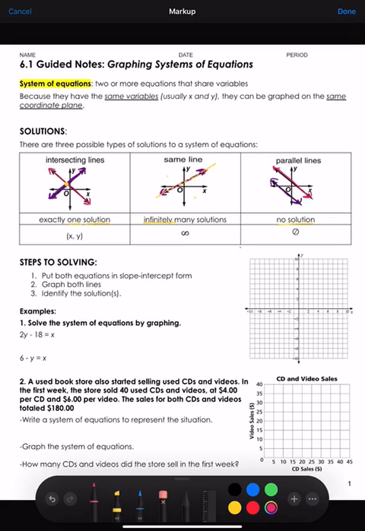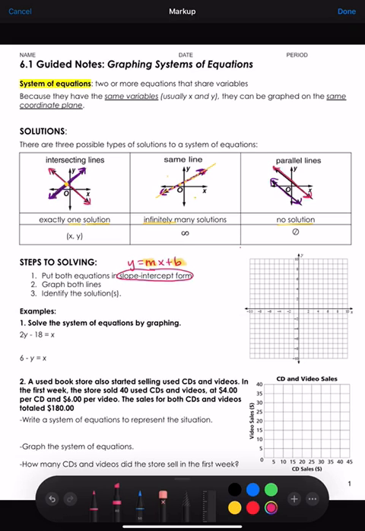So step one would be to put both equations in slope-intercept form. And by this point, we should be really comfortable and familiar with slope-intercept form. That is y equals mx plus b. And what's so important about this form is that it enables me to quickly see what my slope is, which is m, and what my intercept is, which is b.